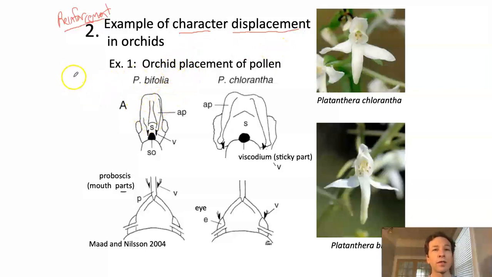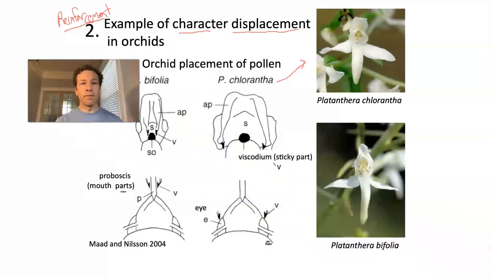Orchids are the second most diverse plant family after Asteraceae or Compositae. And in this example, this is not a reinforcement for different pollinators. Rather, it's reinforcement for where pollinators put pollen, or rather where flowers put pollen on the pollinator's body. We have two species. We've got Platanthera chlorantha, which is pictured at the top, and we have Platanthera bifolia, which is pictured at the bottom.